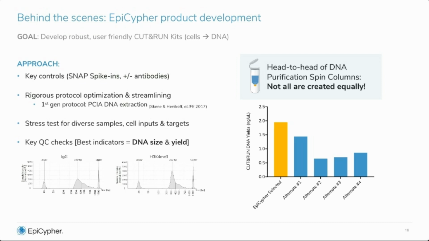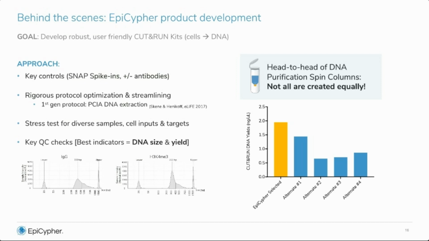So for the first iteration of our CUT&RUN kits, we started using DNA purification spin columns because we thought, this is pretty easy for most people to do. And one thing that we realized right off the bat, so the graph on the right here is a graph of CUT&RUN DNA yield. So everything in the assay was the same, except for which vendor we got a DNA purification spin column from to isolate the DNA. And what you can see here is a dramatic difference in the recovery of DNA across different spin column providers. So the one we selected was the best, and that's in orange.